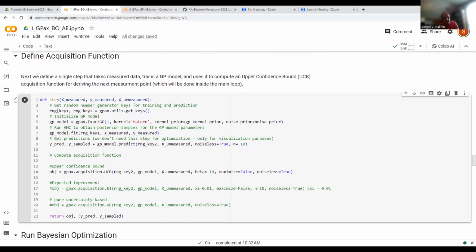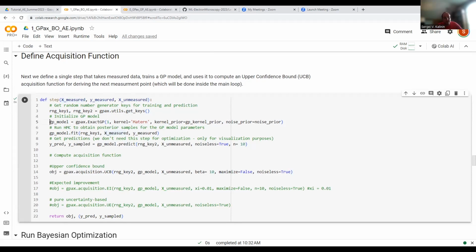So what we do is we again define a single step of the discovery process. As the input, we have our measurements, X measured and Y measured. We have our parameter space sampling, the X unmeasured. Kind of very logical. We define our random keys. That's something that the algorithm needs. And then the process itself is just 3 lines of code.